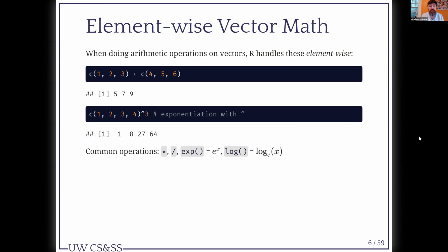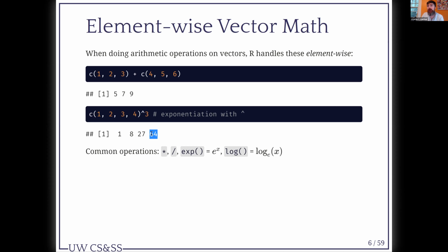Okay. So when you do arithmetic, when you do math on vectors in R, R will do this element-wise. If I take the vectors 1, 2, 3 and 4, 5, 6, and I add them together, it will add 1 to 4, 2 to 5, and 3 to 6. That is the first element plus the first element, the second element plus the second element, the third element plus the third element, giving us 5, 7, and 9. Okay? It's doing them element by element. If I do something like exponentiation here, it does 1, 2, 3, and 4 cubed. It will cube each of them individually.